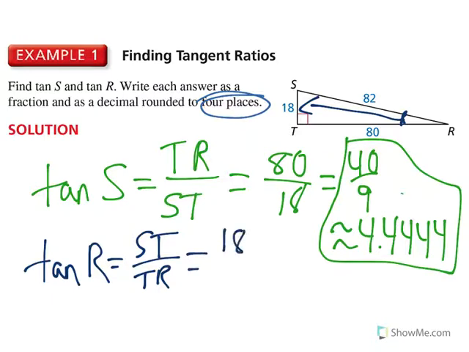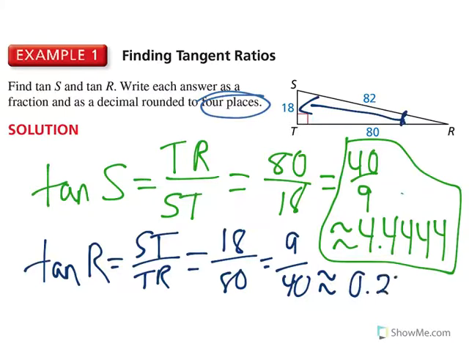So I plug these in, I get 18 over 80. This reduces down to 9 over 40. And then to get our decimal, you just put it in your calculator to get the approximate value. So 9 divided by 40 gives us approximately 0.225. Okay, and there's nothing after that, so I can't do 4 decimal places. I didn't have to round it. And so this would be my answer.